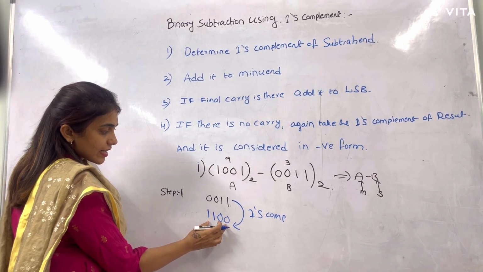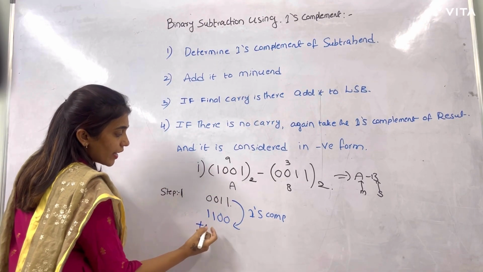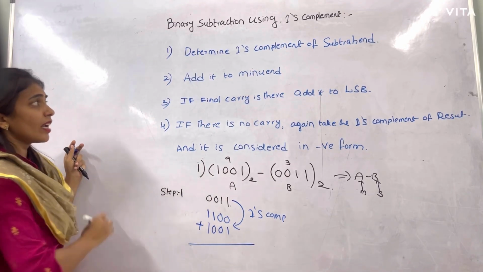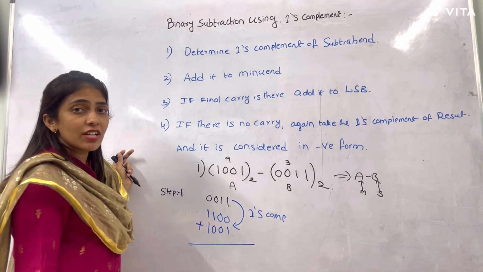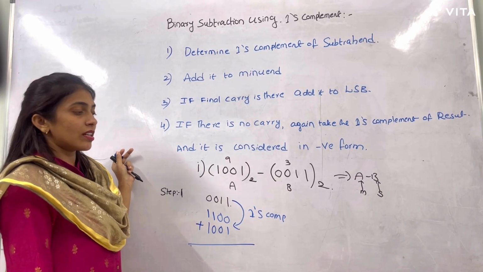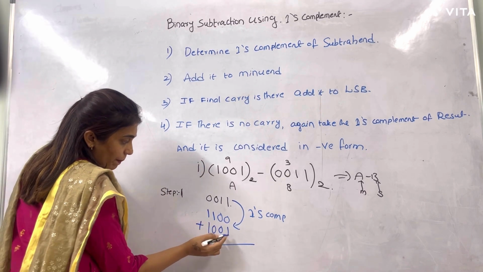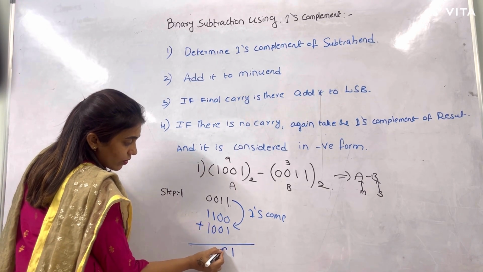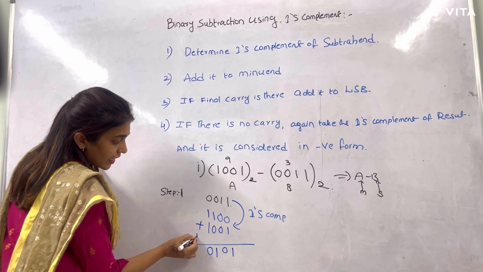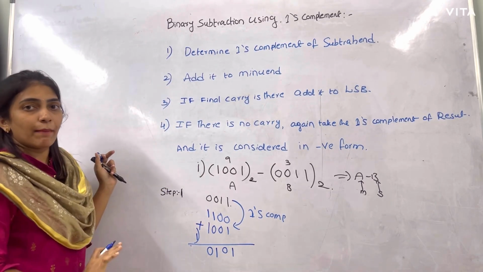Whatever answer we have, that answer should be added to the minuend. Here the minuend is 1001. What type of addition do we have to do here? Binary addition, which we already discussed in previous videos. 0 plus 1 is 1, 0 plus 0 is 0, 1 plus 0 is 1, 1 plus 1 is 0, with a final carry 1. The second step is completed.